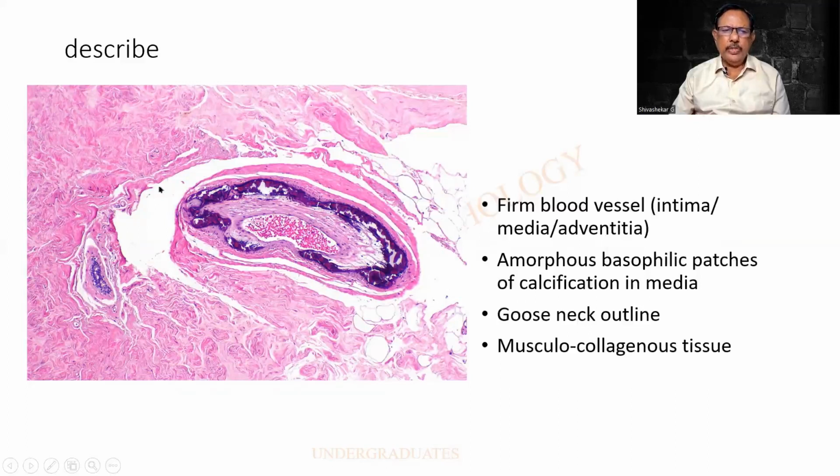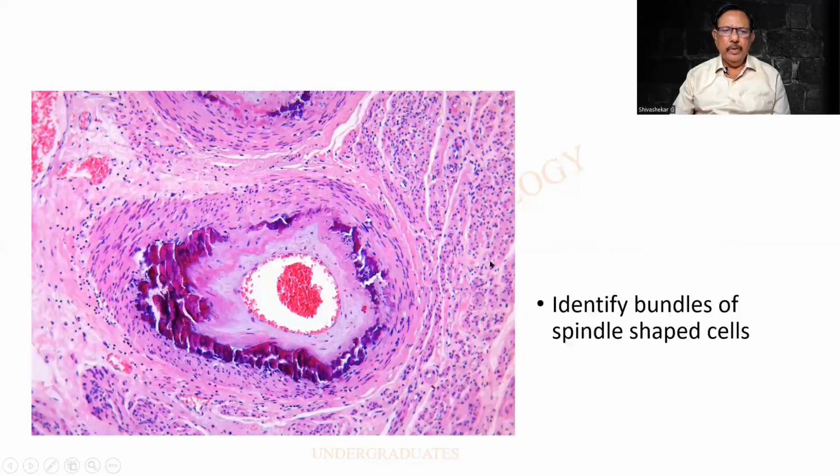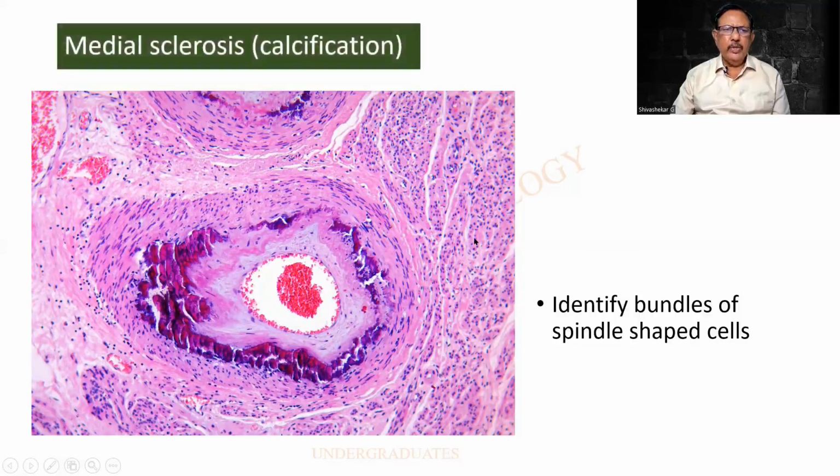And there is a gooseneck-like outline of the blood vessel. I am finding the musculocollagenous tissue that is supporting this blood vessel. So again, another diagram that is showing you the basophilic material, and I would like you people to kindly identify the spindle cells, nothing but the smooth muscle cells. So the diagnosis is medial sclerosis or calcification.